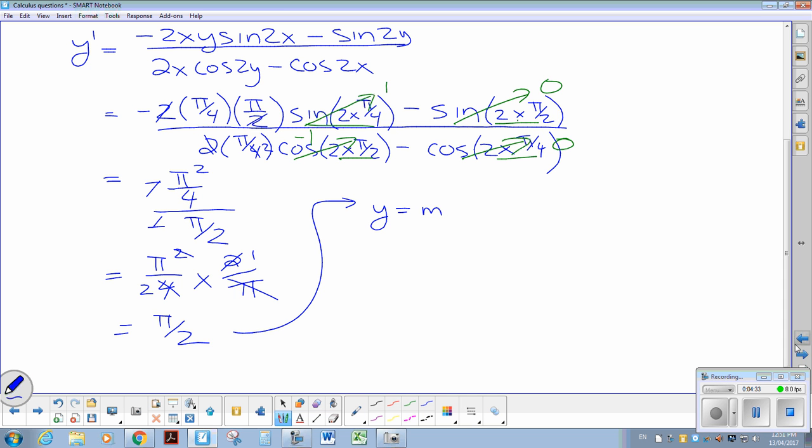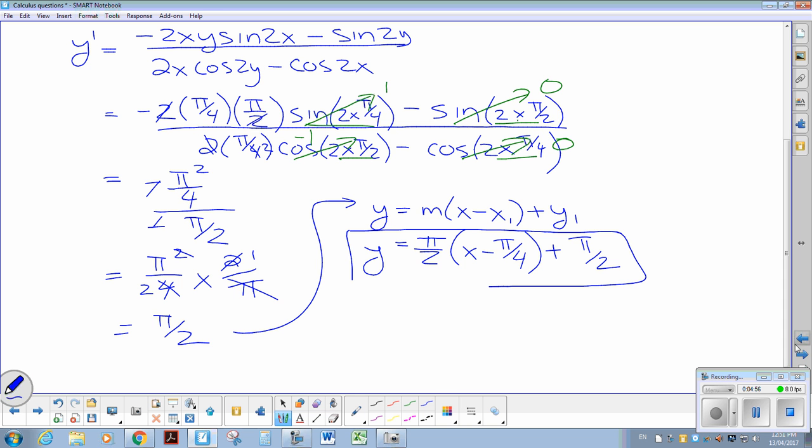So we are looking for the equation of the tangent line. And we find that it is pi by 2, x minus pi by 4, or sorry, plus pi by 2. And again, you can leave it in this format. This is fine for what I'm looking for.